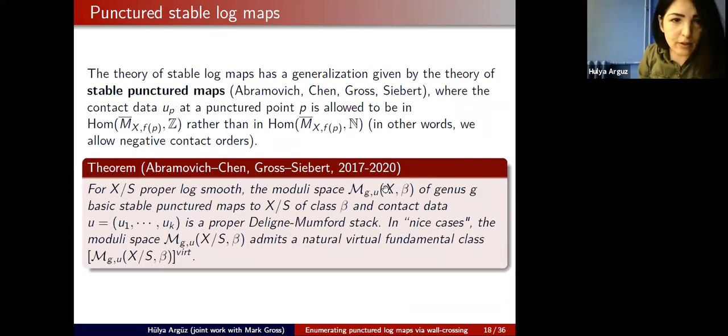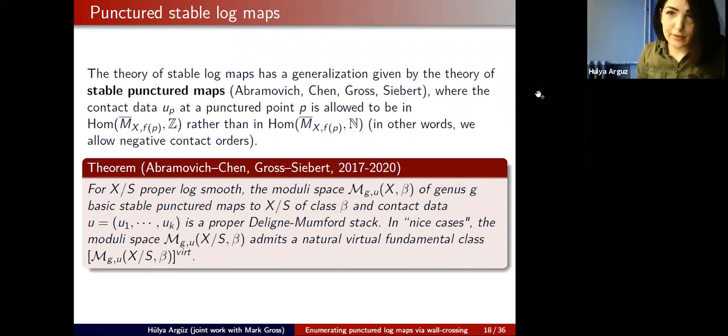So what Gromov-Witten and Cross-Ebert prove is: if you have a proper log smooth moduli space of genus Phi basic stable punctured maps to X over S of class beta and contact data U, this is a proper Deligne-Mumford stack. In the nice cases, everything we consider will be nice cases. The moduli space admits a natural virtual fundamental class. So they expand everything done in Gromov-Witten theory to this punctured case.